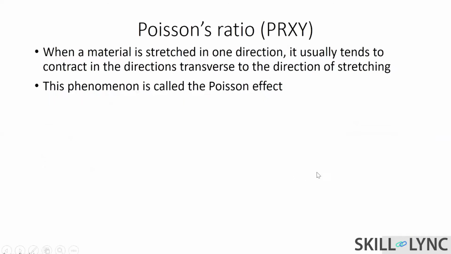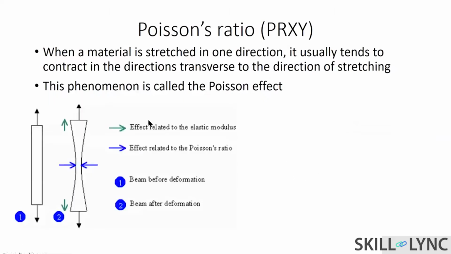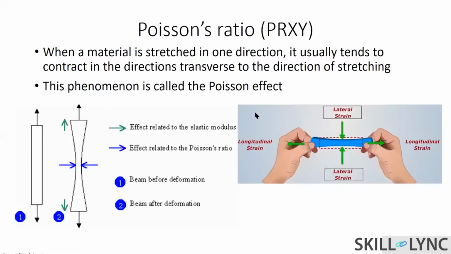When a material is stretched in one direction, I have another image down here giving a tensile load. When a material is stretched, it usually tends to contract in a direction opposite to the direction of stretching. That is what Poisson's ratio is. It's the effectiveness of its stretching. And this would be another image to explain Poisson's ratio.